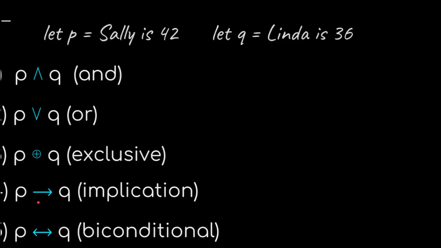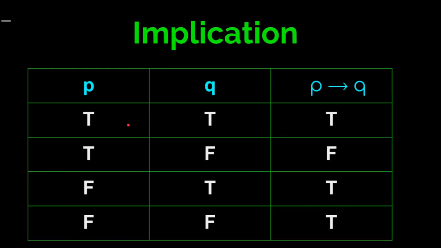So let's look at implication. If Sally is 42, then Linda is 36. If Sally's telling the truth and Linda is telling the truth, then the statement's true. If Sally's telling the truth and Linda's lying, then the statement is false. If Sally is lying, then it doesn't really matter if Linda is telling the truth or lying. It could still be true because it has nothing to do with Linda at that point. There's only a condition applied here if Sally is 42. If Sally lied, then it doesn't really matter anymore anyway.